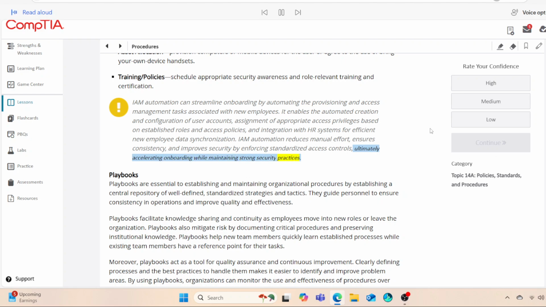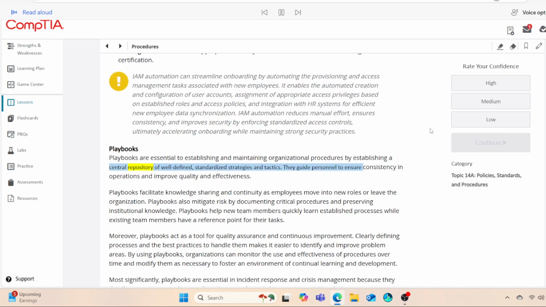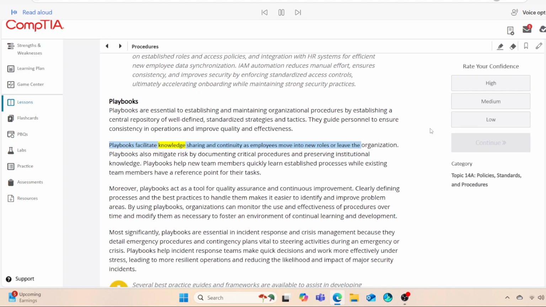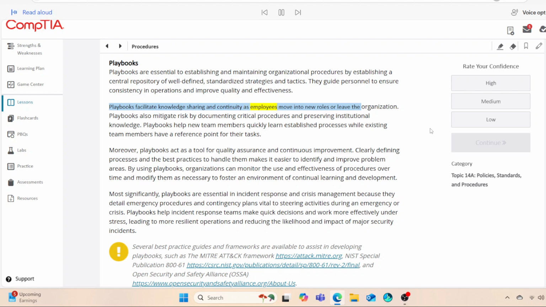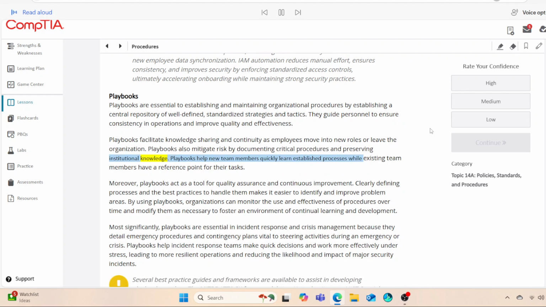Playbooks. Playbooks are essential to establishing and maintaining organizational procedures by establishing a central repository of well-defined, standardized strategies and tactics. They guide personnel to ensure consistency in operations and improve quality and effectiveness. Playbooks facilitate knowledge sharing and continuity as employees move into new roles or leave the organization. Playbooks also mitigate risk by documenting critical procedures and preserving institutional knowledge.